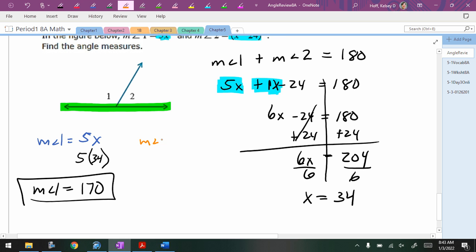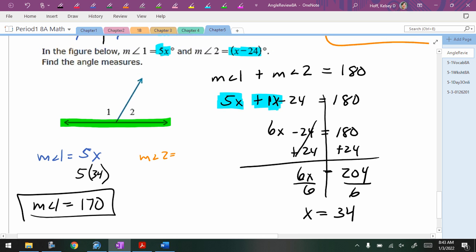The measure of angle 2 was x minus 24. What do you guys know, though? x is 34. So 34 minus 24, the measure of angle 2 is 10.